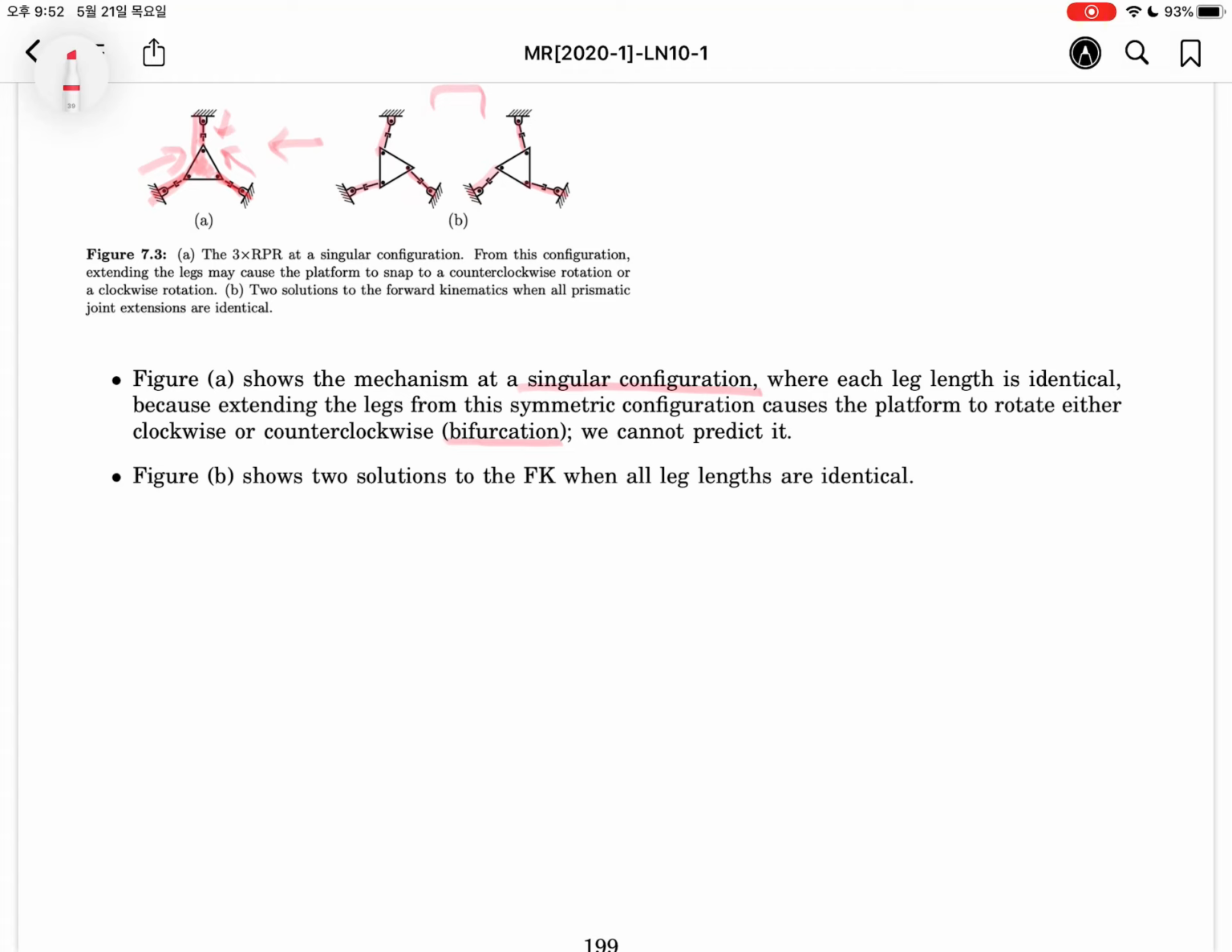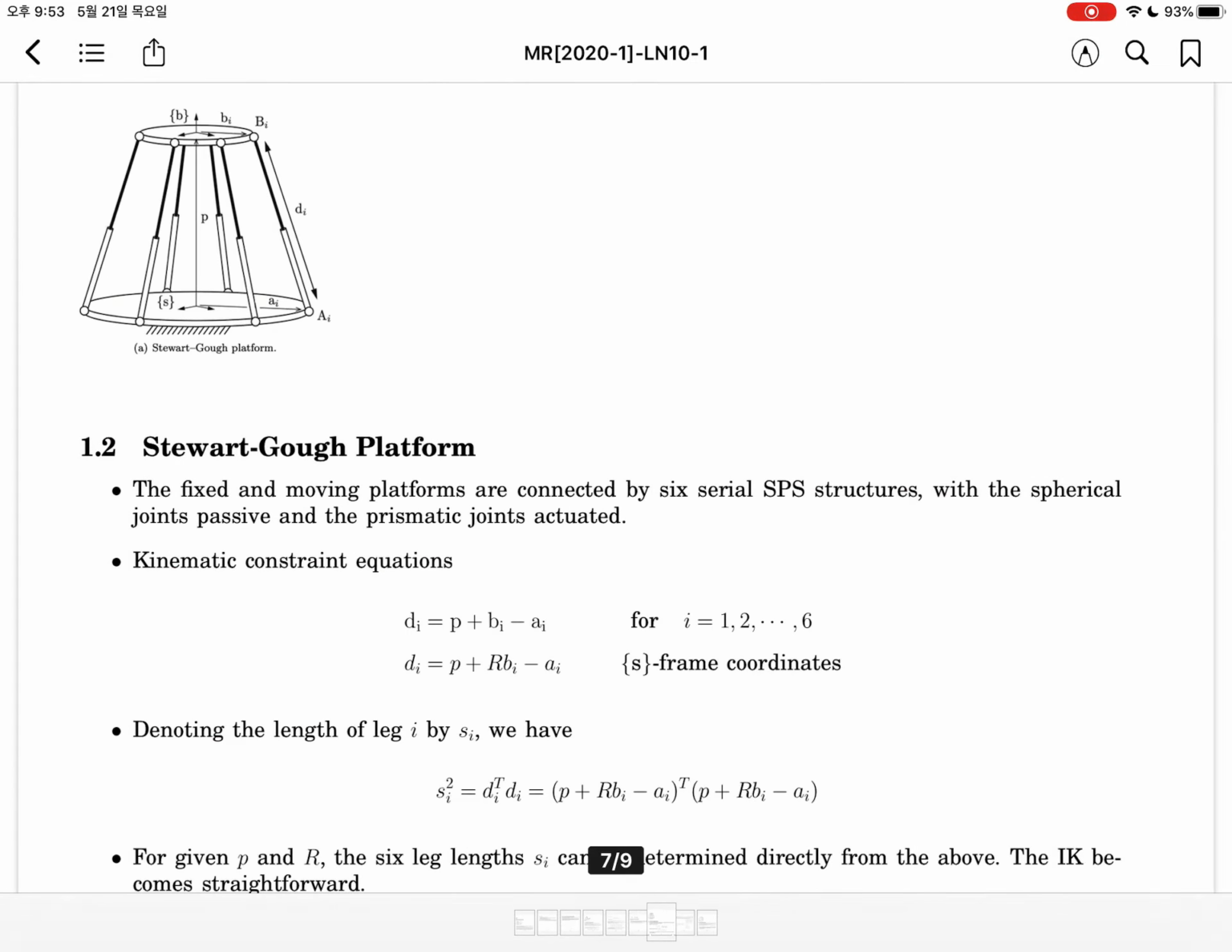Okay, like this, as shown in figure B, we have two solutions to the forward kinematics when all leg lengths are identical. Okay, let's take another example. Let's consider the Stewart platform.